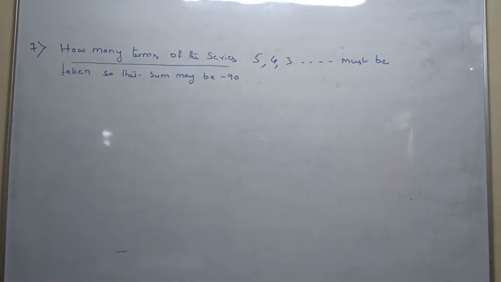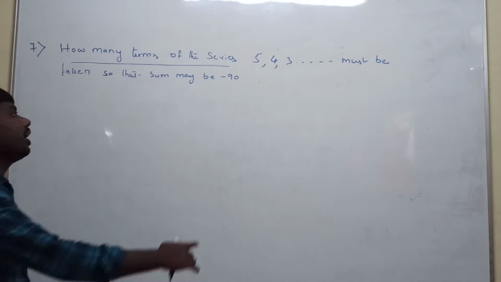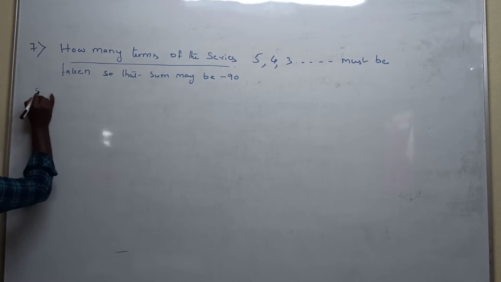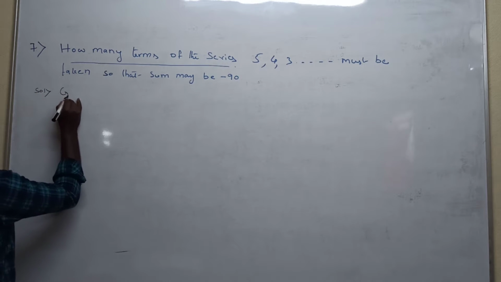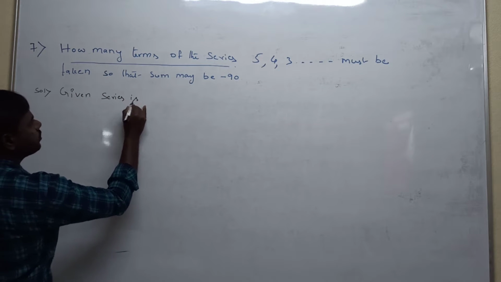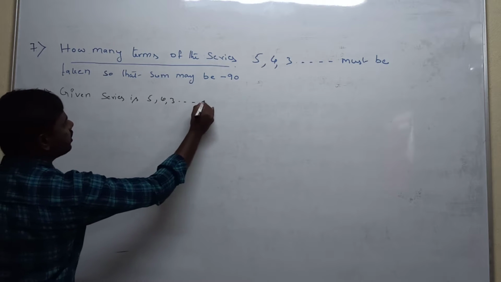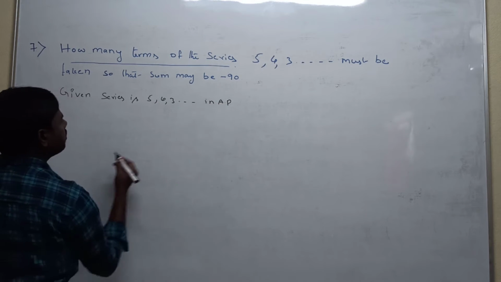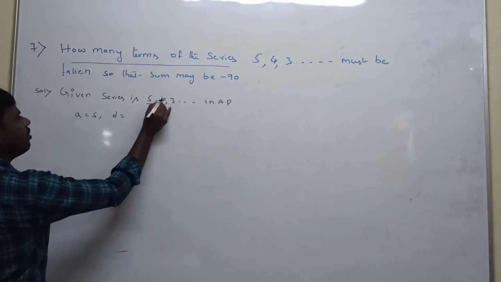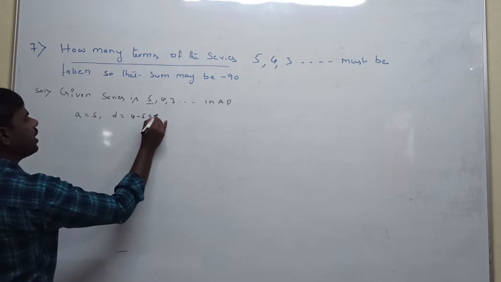N stands for the number of terms. They have not given the number of terms. That's why we have to calculate how many terms give the sum of minus 90. So we need to find the n value. How to find the n value? Listen carefully. The given series is 5, 4, 3 in arithmetic progression. A is the first term, the value is 5. D is the common difference, 4 minus 5, which is minus 1.